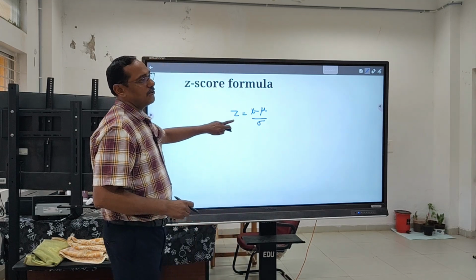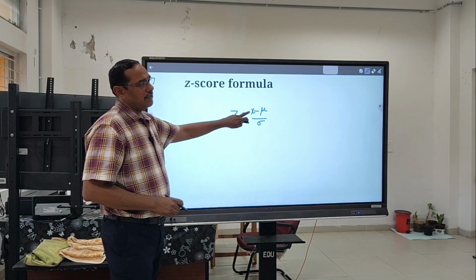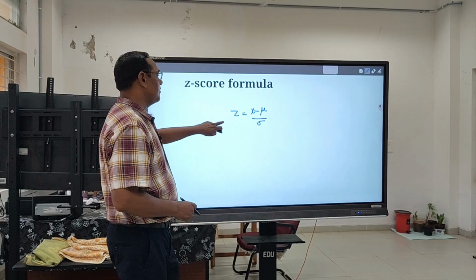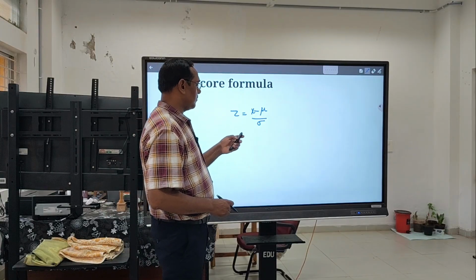Z is the standard score, where X is any score. That score is subtracted from the mean and divided by the standard deviation. So this is how we get the Z score.